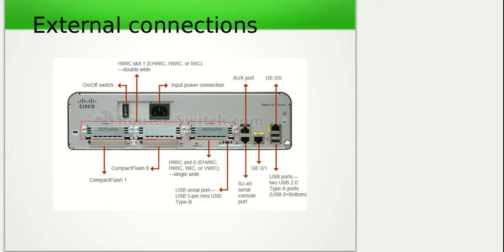It's got two USB ports. Some newer Cisco devices come with USB ports, so we can transfer files, do any backups or any file transfers via the USB port rather than having to use a TFTP server or something like that.